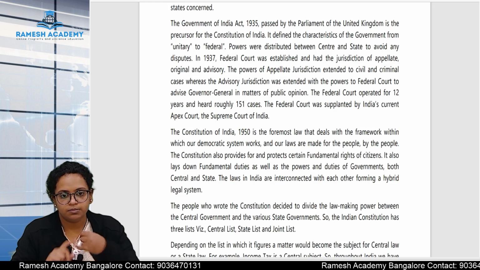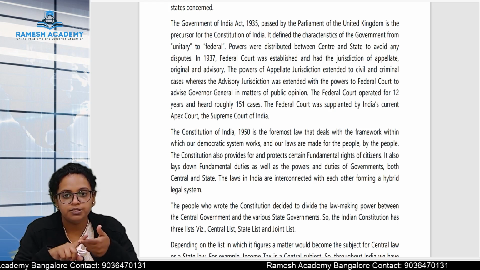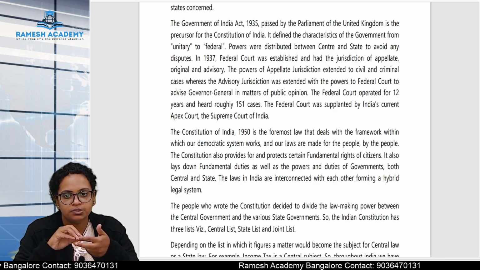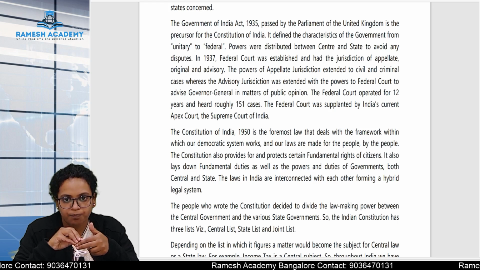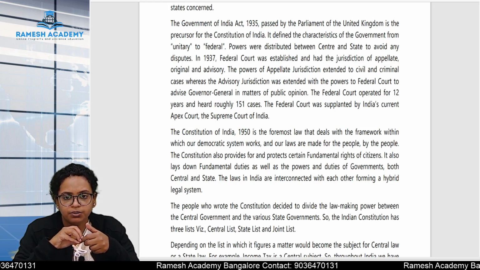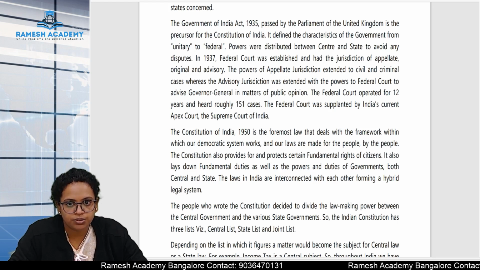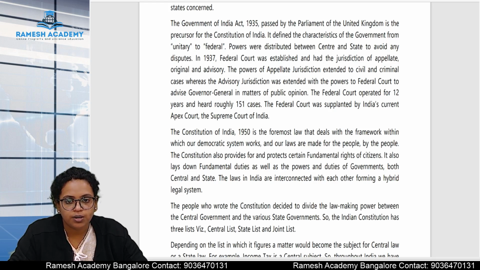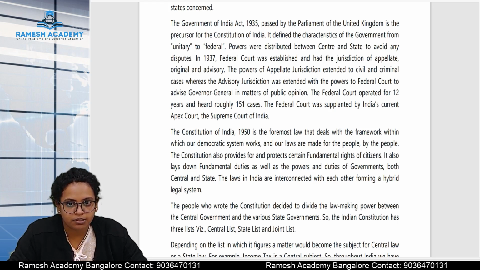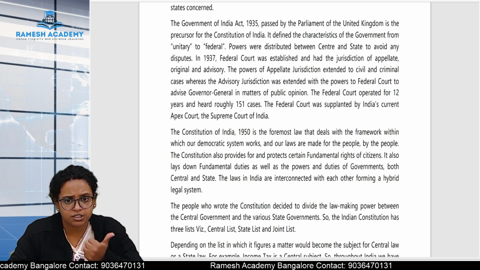So there are two laws, one is civil law and one is criminal law. Any cases with respect to the civil and the criminal law, the appellant jurisdiction had the power to take the decisions. Whereas the advisory jurisdiction was extended to the powers of the federal court to advise the Governor General in the matters of public opinion. So we have two courts, one is the federal court and one is the advisory jurisdiction.